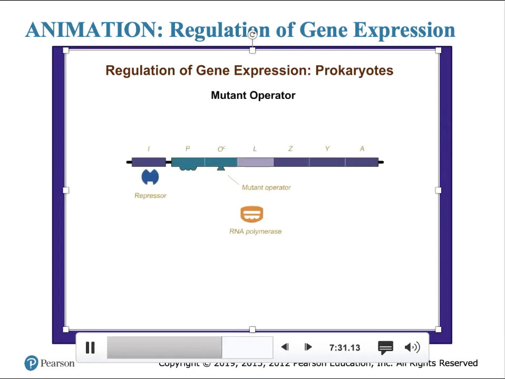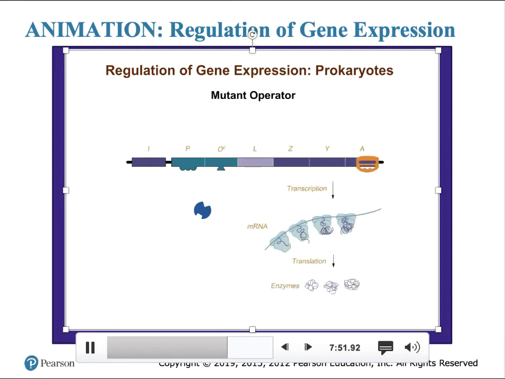In this example, the operator region is mutated. This mutation of the operator is called the Lac-OC mutant. The nucleotide sequence of the operator DNA is altered, changing the shape of its binding site. Because the shape is different, the repressor protein cannot bind to the site. Therefore, after RNA polymerase binds to the promoter, it can proceed past the operator to transcribe the structural genes.